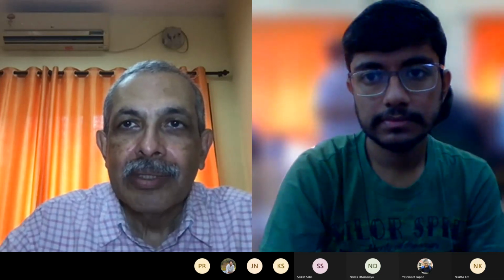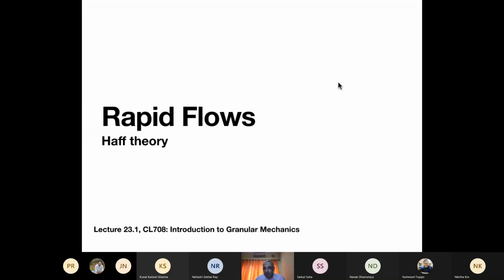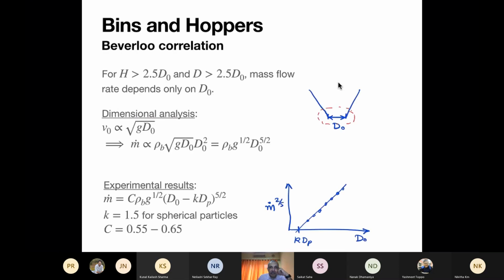So let me share my screen and review what we did last time. If you remember, we had started talking about rapid flows, but in the beginning of the lecture, we discussed one aspect related to bins and hoppers. That is, how can you calculate the mass flow rate coming out of a hopper? What we saw is that if the height is larger than 2.5 times the orifice diameter, and the diameter of the hopper is larger than this, then the mass flow rate is independent of these two quantities, and so it depends only on the orifice diameter.